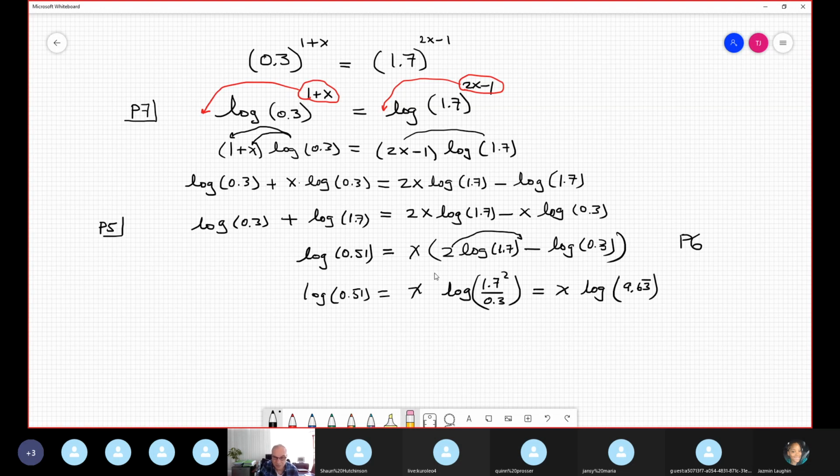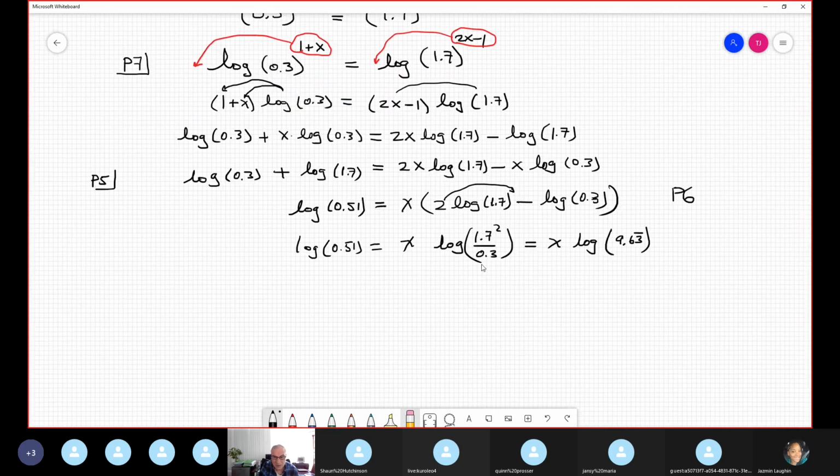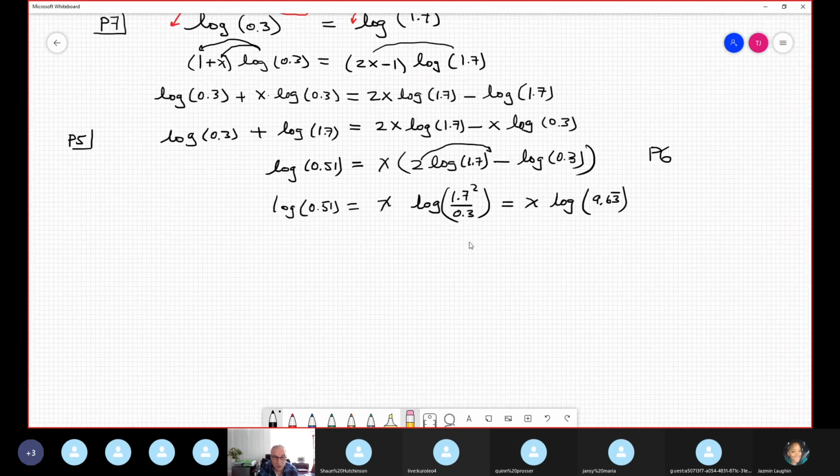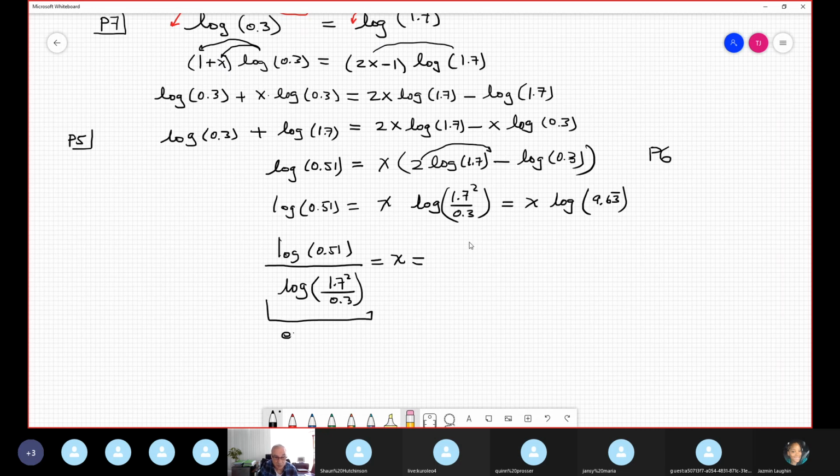To say, what is my answer? Well, my answer, x alone, isolate x, is log 0.51 divided by log 1.7 squared over 0.3. And this is the x value. Now calculate. Well, this is the exact answer. Good. This is the exact answer.